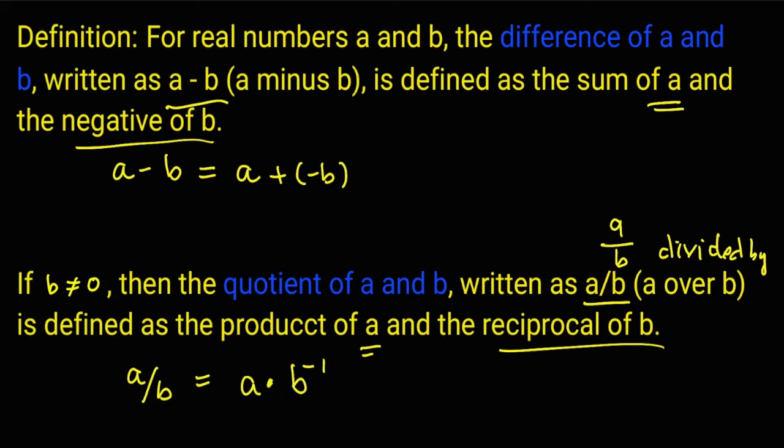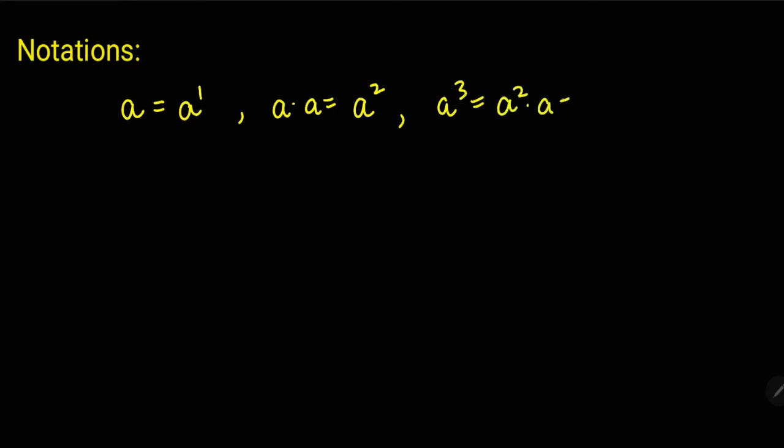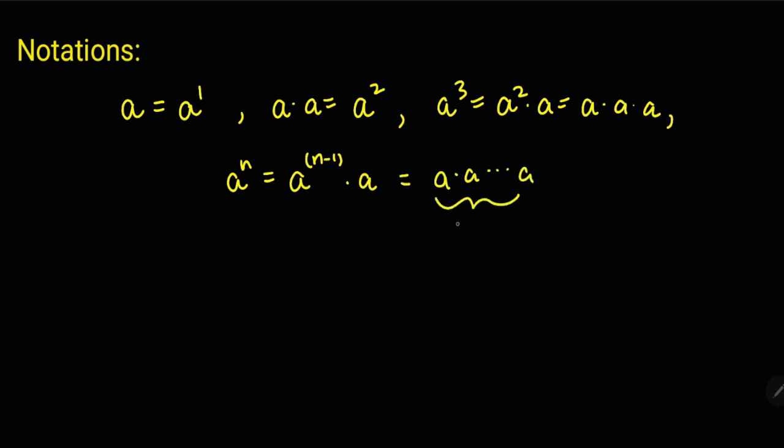From this representation, we have the following notation. If you have a, that's basically a to the 1. Now, if you have a times a, that's actually equal to a squared. By induction, a cubed can be written as a squared times a, or that's equal to a times a times a. And so on. So in general, a to the n means that you have a to the n minus 1 times the value of a. Or that's a times a and so on, where you have n factors of a.